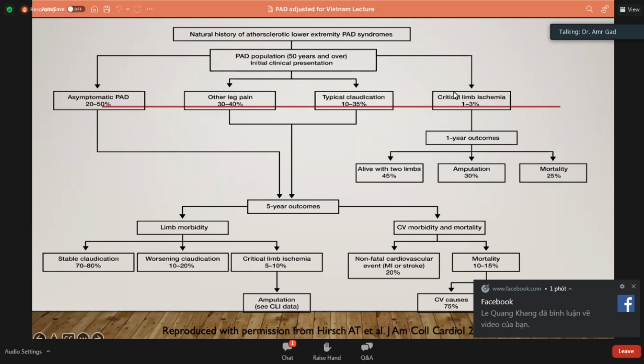The last category is the category with critical limb ischemia. The outcome after 1 year only, in other parts we were talking about 5 years. Here we speak about 1 year. 45% will be living with two limbs. 30% will have amputation, and the mortality will be 25%. So the end result of these patients with critical limb ischemia is 55% with catastrophic ending.